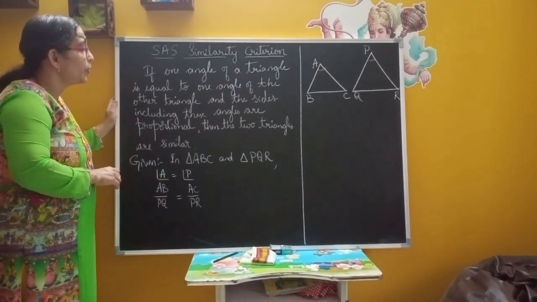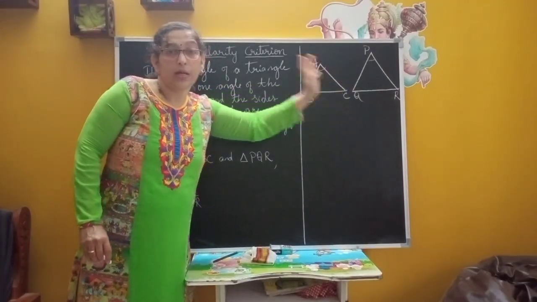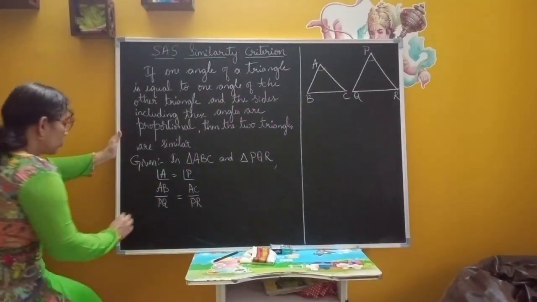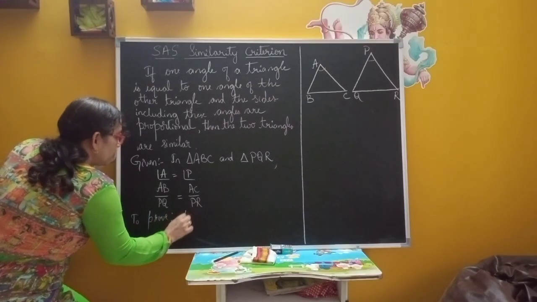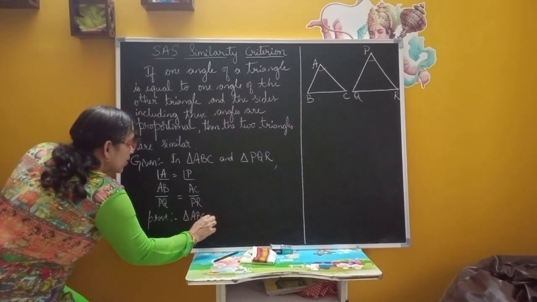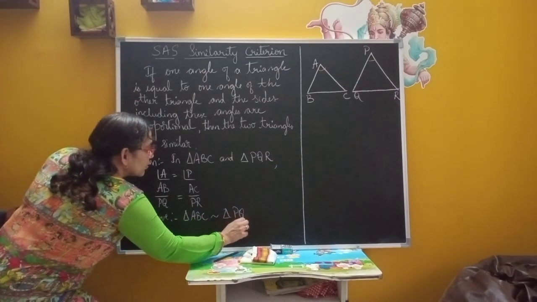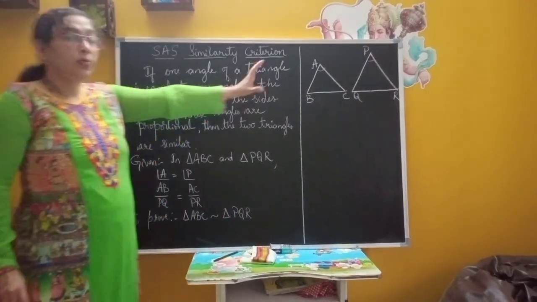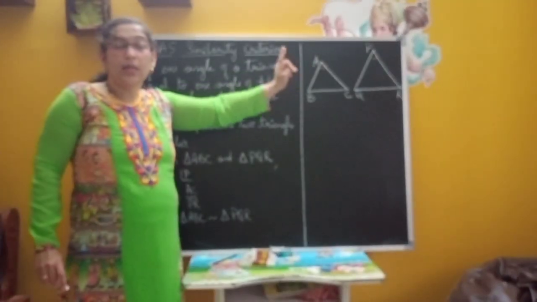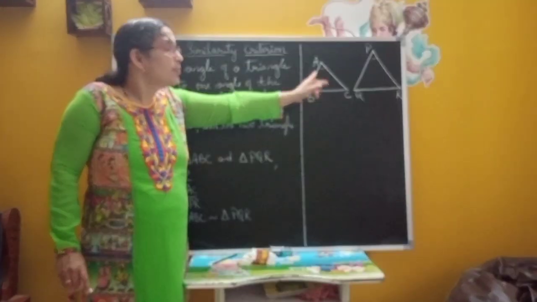So what is to be proved? We need to prove triangles ABC and PQR are similar triangles. So write, to prove: triangle ABC is similar to triangle PQR. How do you prove now? We have already learned one or two criteria. Which are they? One of the criteria is AA or AAA criterion, and the other one is which one?